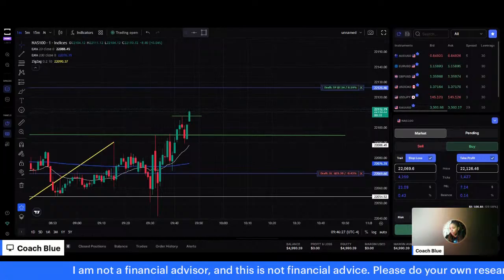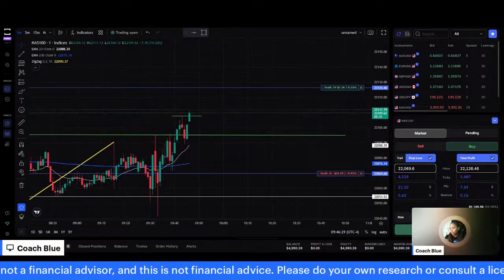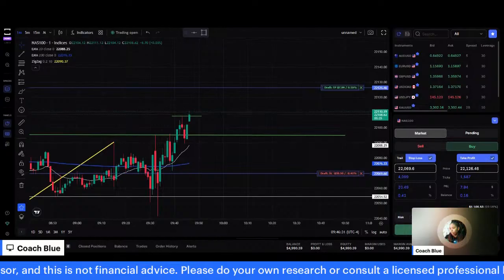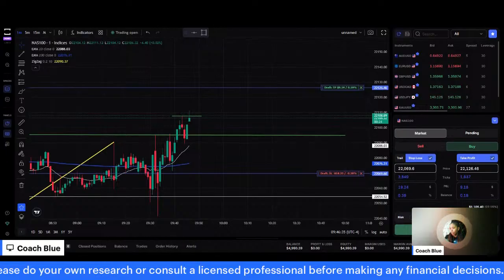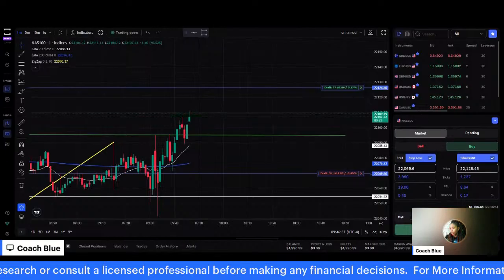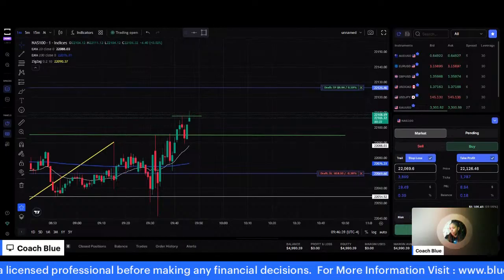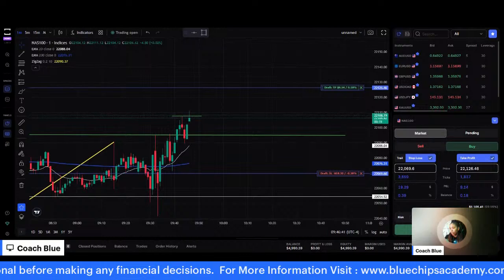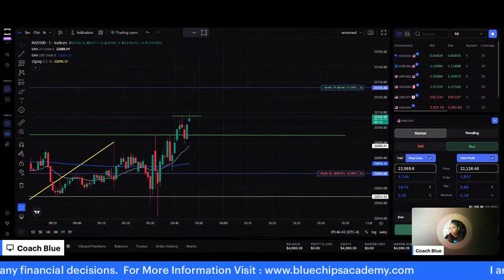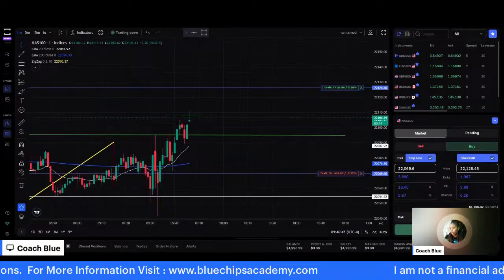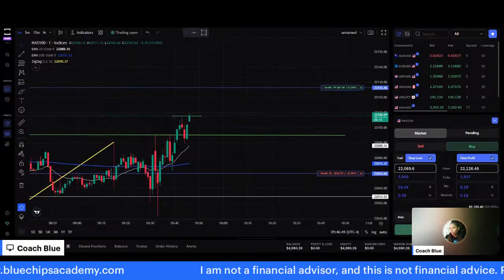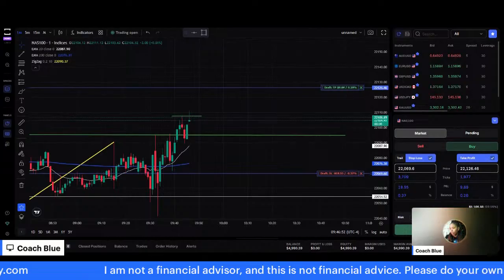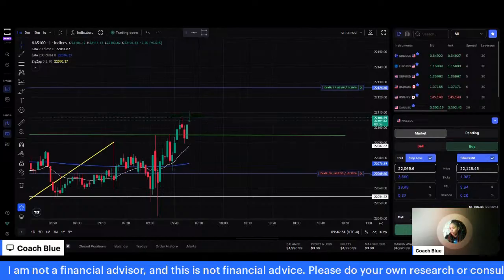We still got 30 seconds left. Can we get the continuation like we want? Being patient. Especially with NAS, NAS will definitely show a lot of pump fakes in the market. For those of you who have been trading with me, you know exactly what I'm talking about. 10 seconds. Let's see if we can close above.